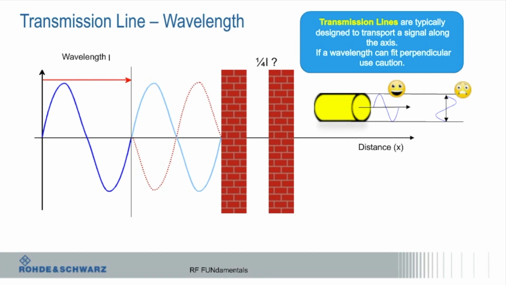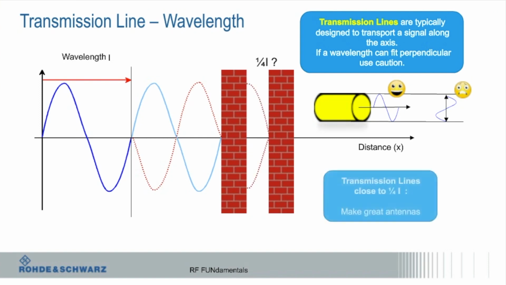Okay, quarter wavelength. Quarter wavelength makes a good antenna, right? So if you have a stub of a transmission line on a board, and you probably know about this, that can make that thing radiate more. So you've got to be really careful about the lengths of lines that you make on a transmission line.